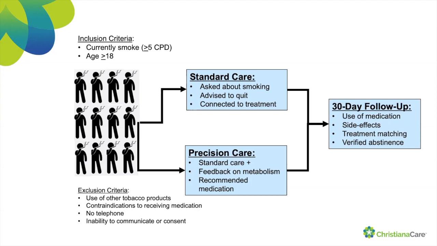Standard care, so patients are going to be randomized on a 1-to-1 basis to either standard care or precision care. Standard care is that patients were asked about smoking, advised to quit, and connected to treatment. On the precision care side, you would get the standard care plus feedback on metabolism and a recommended medication.